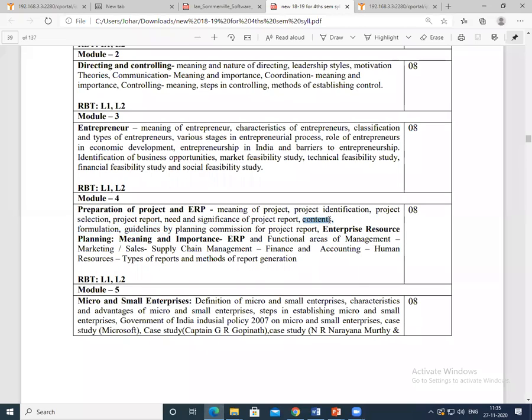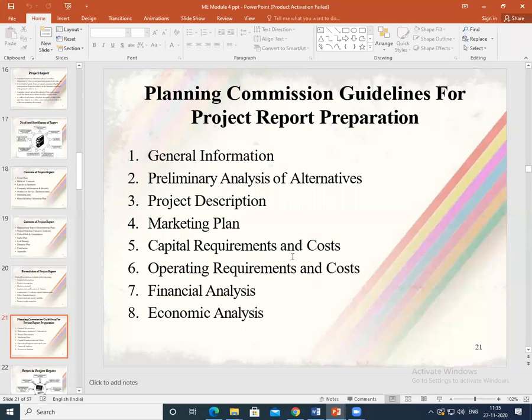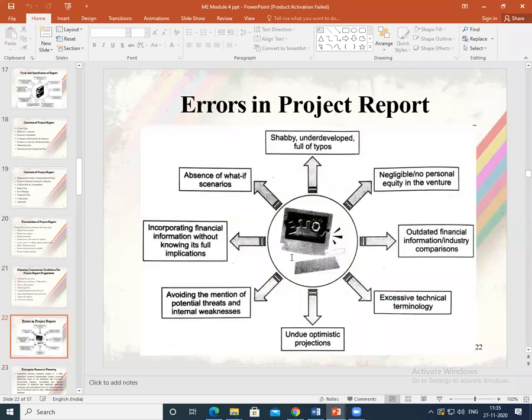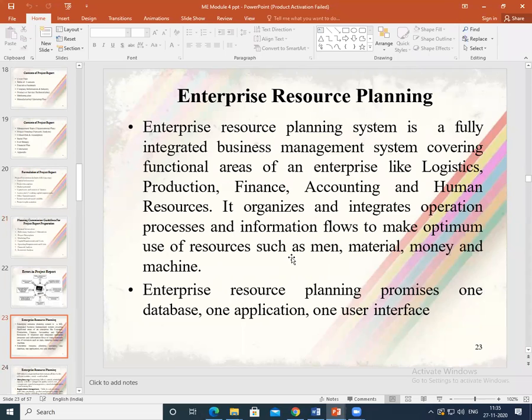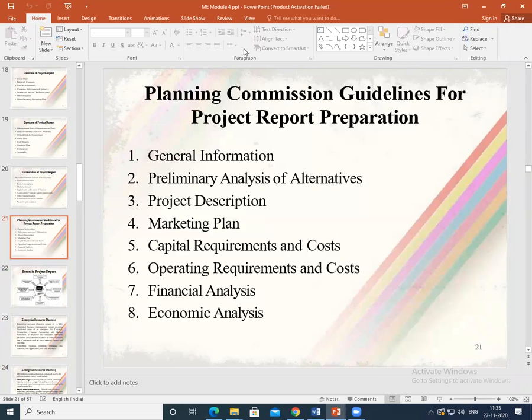See, we have seen what the content is and what the formulation of a project is. So next is regarding guidelines by the Planning Commission for a project report. What are a few of the guidelines given by the Planning Commission for a project report? So let us go through the Planning Commission guidelines for project report preparation.